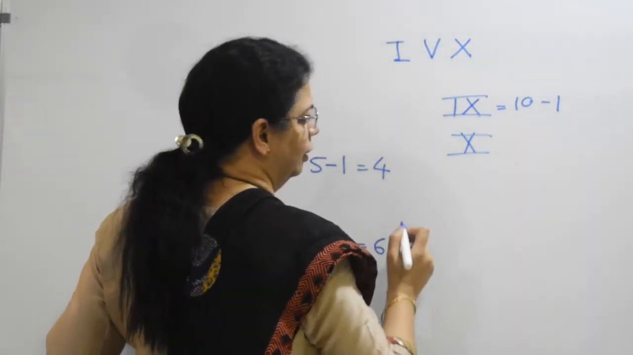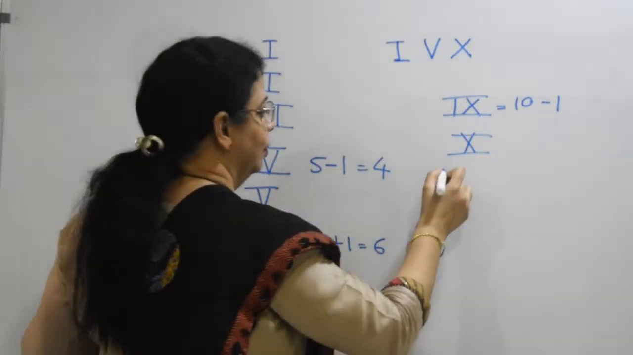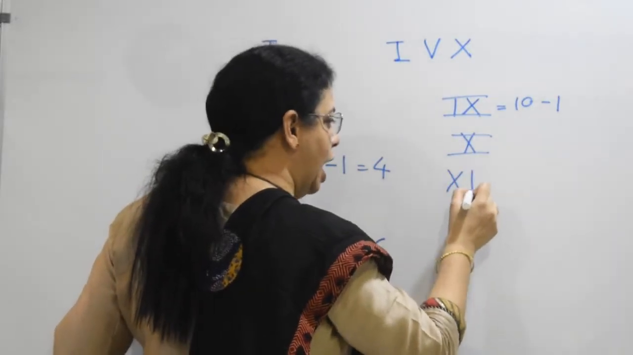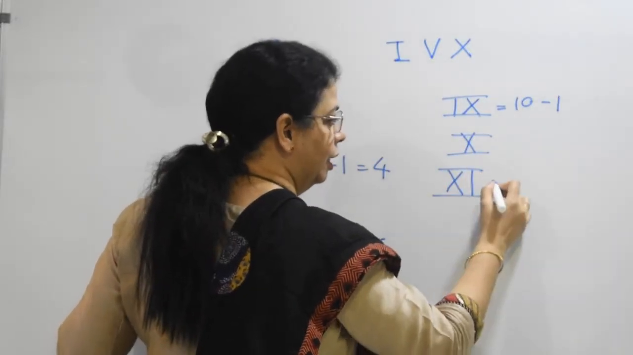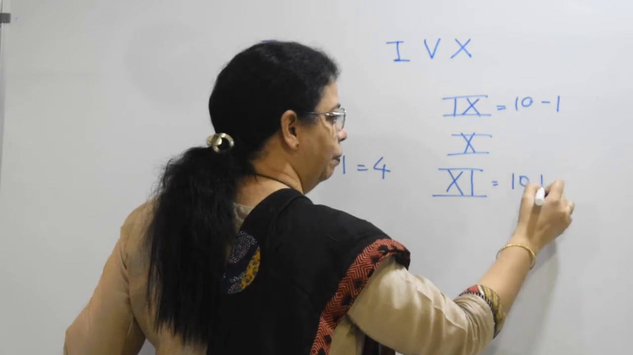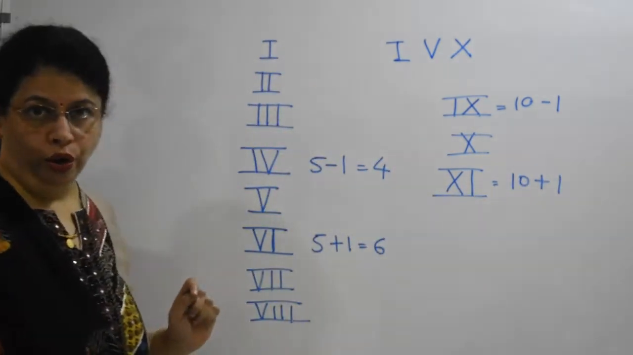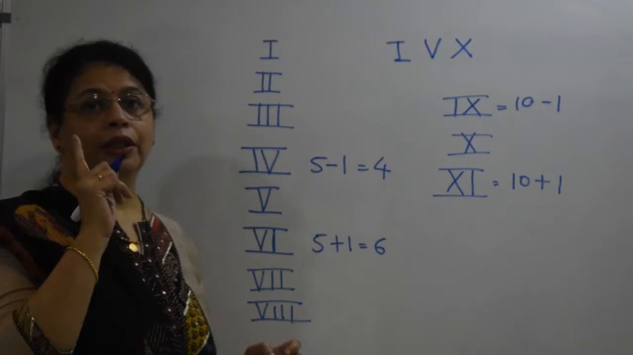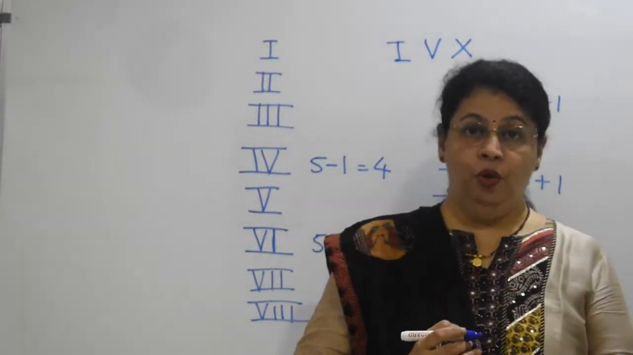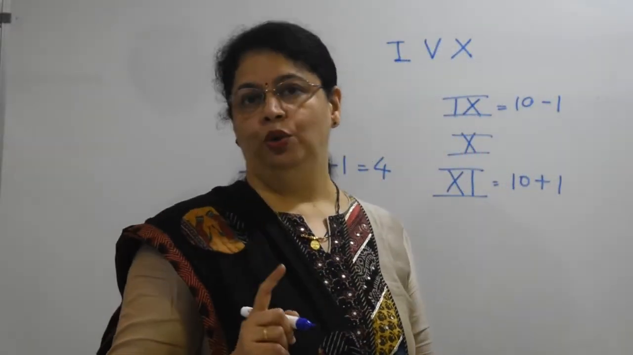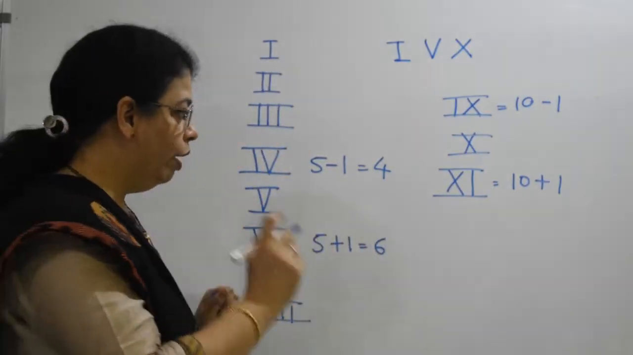Again 11 is X and then add 1 because it is on the right side. 10 plus 1 and so on. Only one thing you should remember, students. V cannot come to the left side. Why? That also I will tell you.